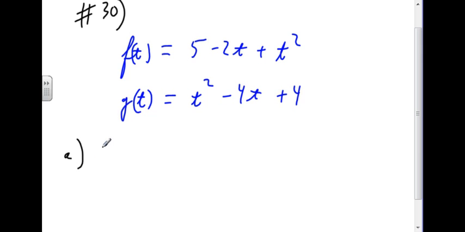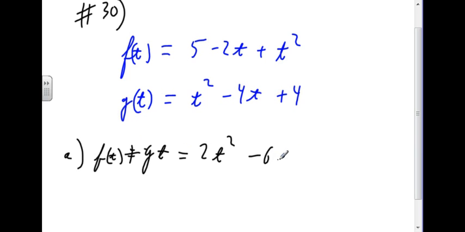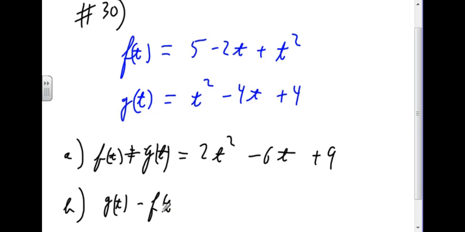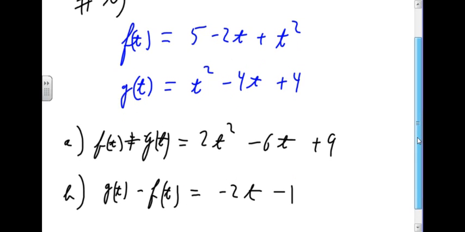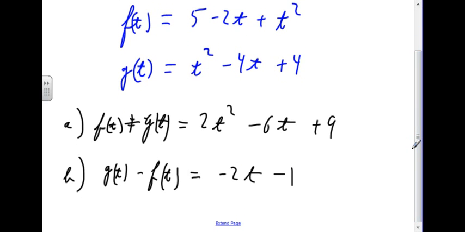Okay, A. We want f of t plus g of t. All right, that's what we're going to do. So I got 2t squared minus 6t plus 9. All right, well, that was simple enough. Now I want g of t minus f of t. Okay, so the t squared term goes away. I got minus 4 minus a minus 2, so it's going to be minus 2t. I got 4 minus 5 minus 1. All right, what a bummer.